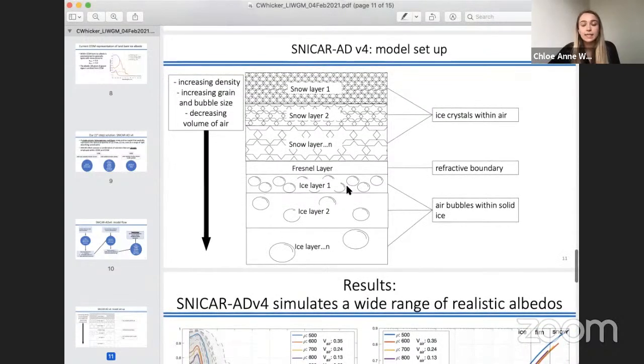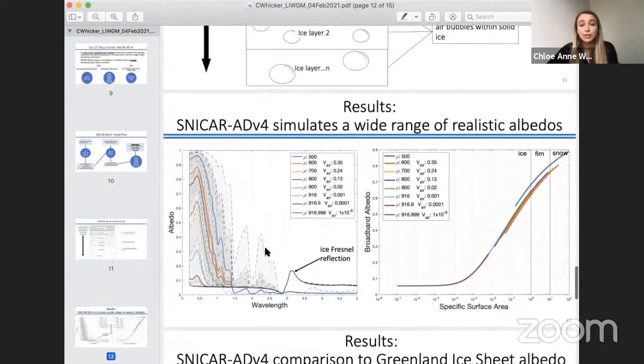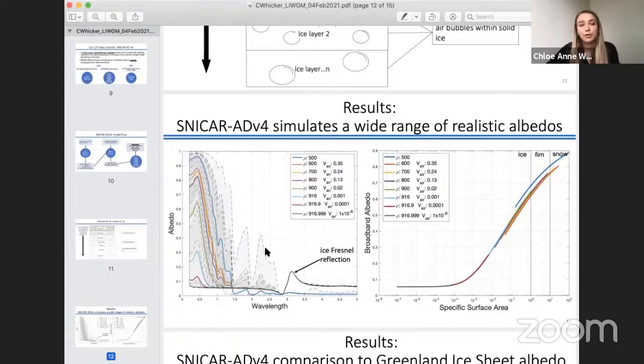And then for our ice layers, we're now representing them as air bubbles within solid ice. And the bubbles tend to decrease in frequency and increase in size as you go down in the ice layer due to compaction. So now some preliminary results from our model.